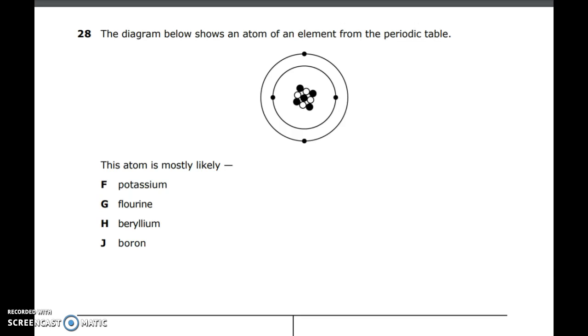28. The diagram below shows an atom of an element from the periodic table. This atom is most likely F. potassium, G. fluorine, H. beryllium, J. boron.